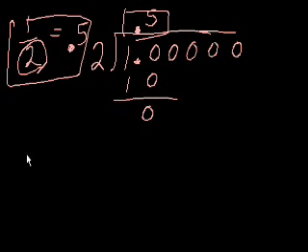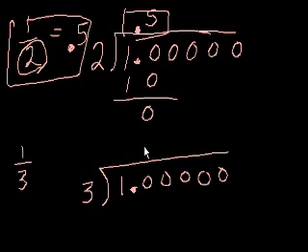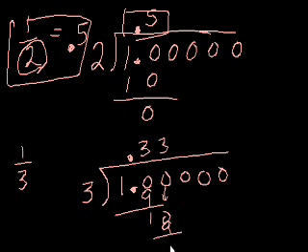Let's do a slightly harder one. Let's figure out 1/3. Once again, we take the denominator, 3, and we divide it into the numerator. And I'm just going to add a bunch of trailing zeros here. 3 doesn't go into 1. 3 goes into 10 3 times. 3 times 3 is 9. Subtract, get a 1, bring down the 0. 3 goes into 10 3 times. And actually, this decimal point is right here. 3 times 3 is 9.